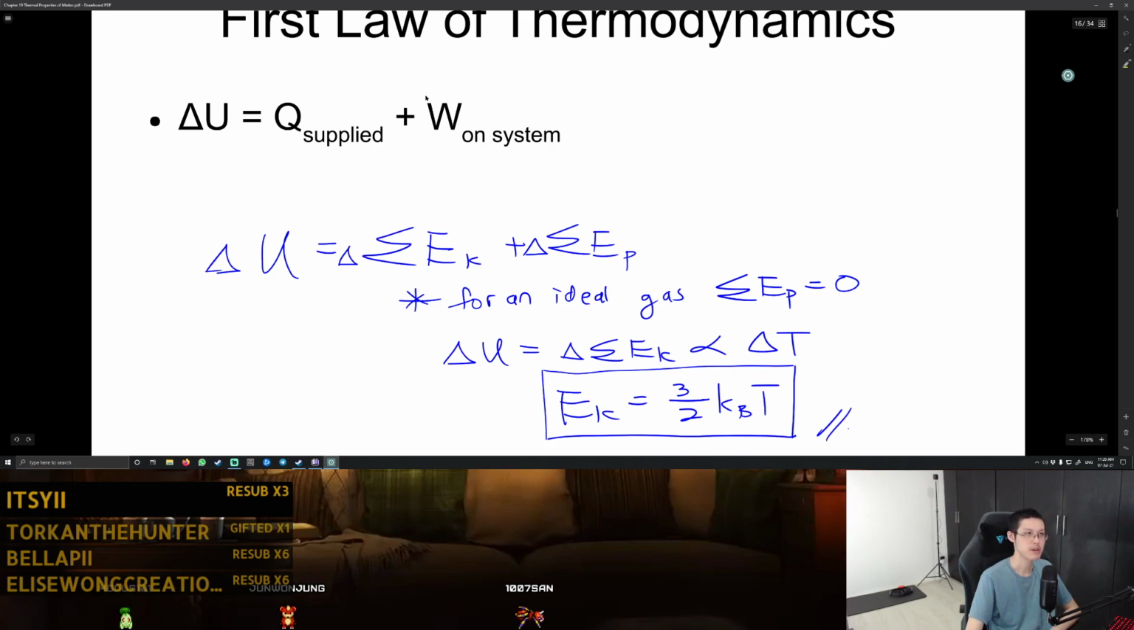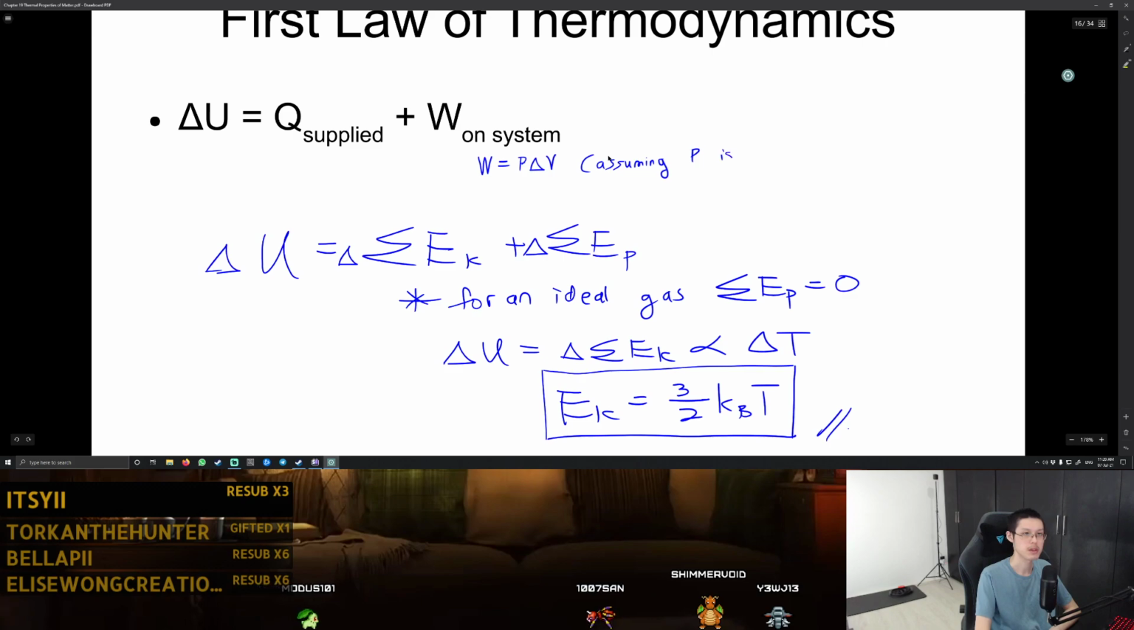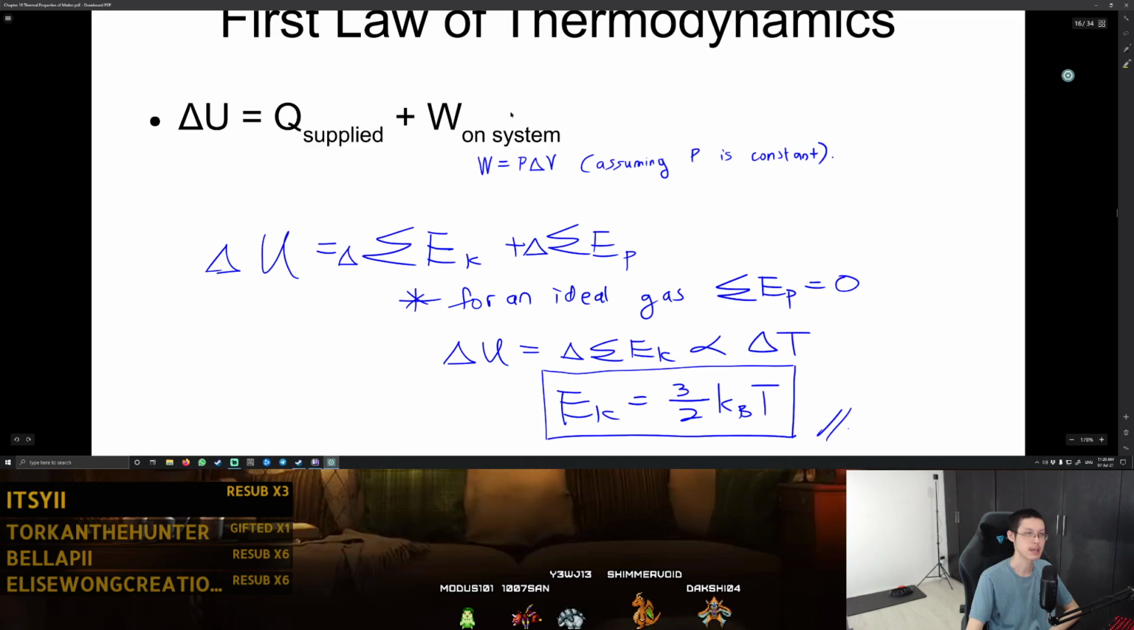And this term here, work done on the system. So work done on the system actually is written as W equals P delta V, assuming that P is constant. It may not be constant, okay, but assuming P is constant, this is the equation that you would get, which is something you have seen in AS physics, right, in chapter 6.